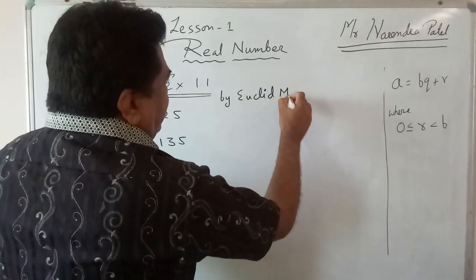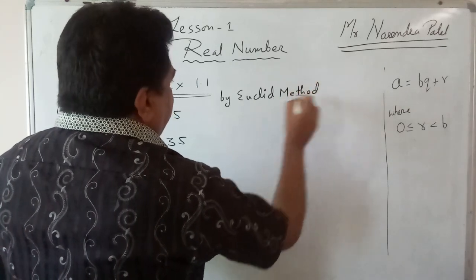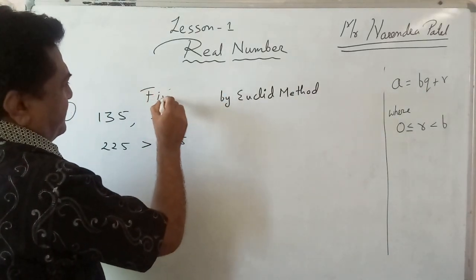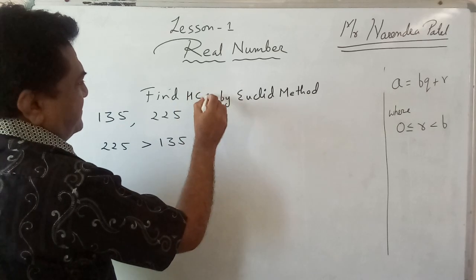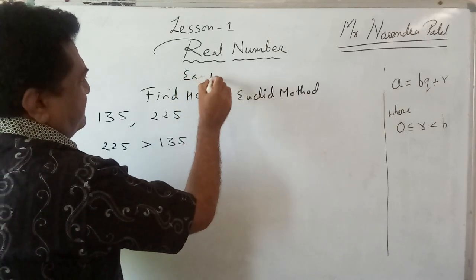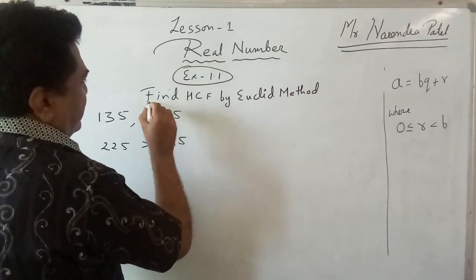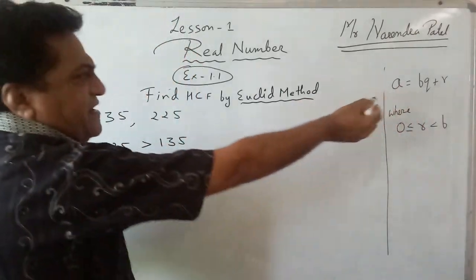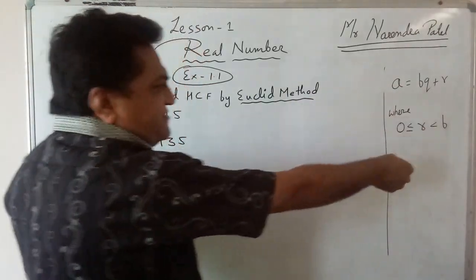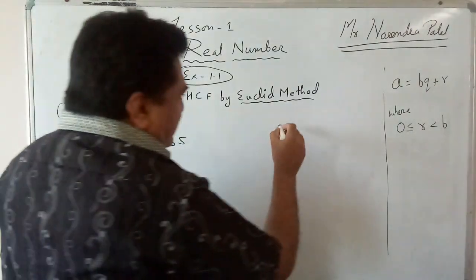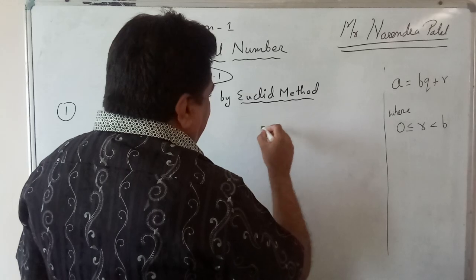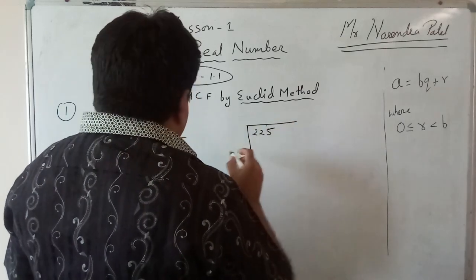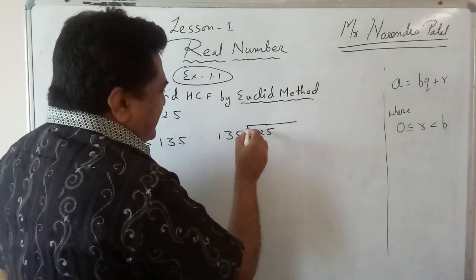So you have to solve this by the Euclid method. Find HCF by the Euclid method. Any number can be shown in the form A equal to BQ plus R, because you have to use this to find it. For this, you divide: 225 is the greater number, so take it as the dividend, and take 135 as the divisor.